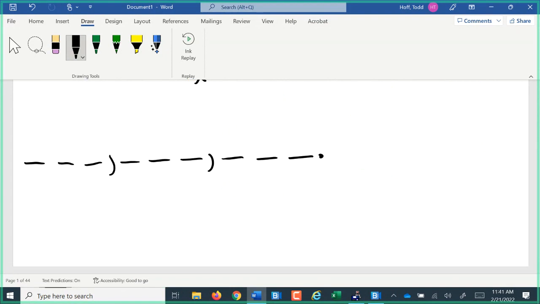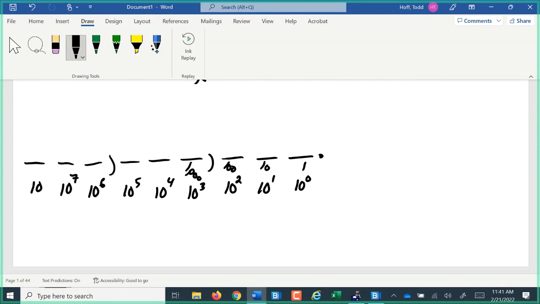Let's look at our place values. Only instead of being ones, tens, hundreds, 1,000s, 10,000s, and on up, I'm going to write it like this. This is 10 to the 0, which is 1. 10 to the power of 1 is just 10. 10 squared, or 10 to the power of 2, is 100. 10 to the 3rd is 1,000. 10 to the 4th is 10,000. 10 to the 5th is 100,000. 10 to the 6th is 1 million. 10 to the 7th is 10 million, and we can continue on in that direction.